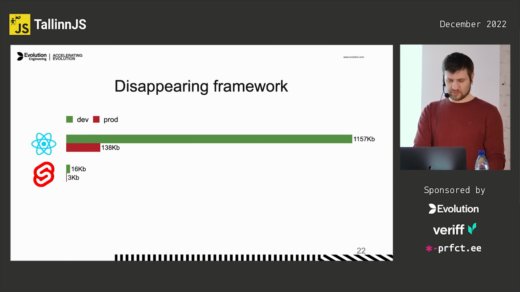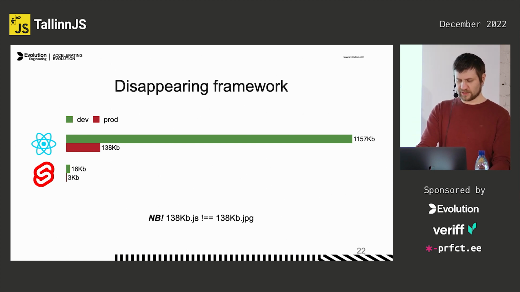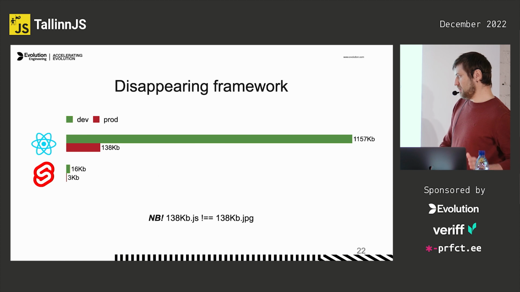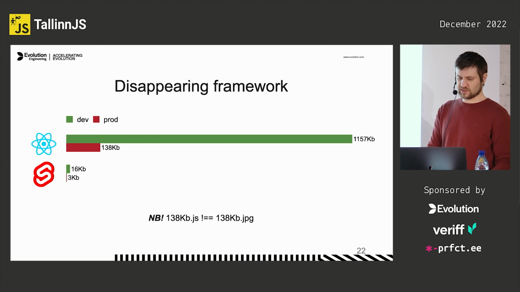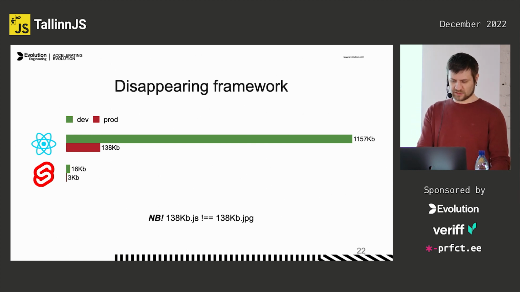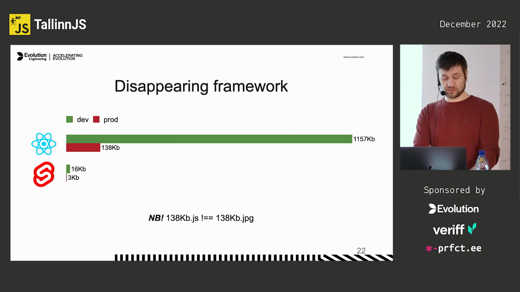Yeah, and I want to add that these 138 kilobytes of JavaScript aren't the same as, for example, a picture of the same size. There are a lot of reasons, because the operating system has a lot of optimizations for pictures, while under the hood of an engine like V8 we have to make an abstract syntax tree and do a lot of things with code, but not with a picture.